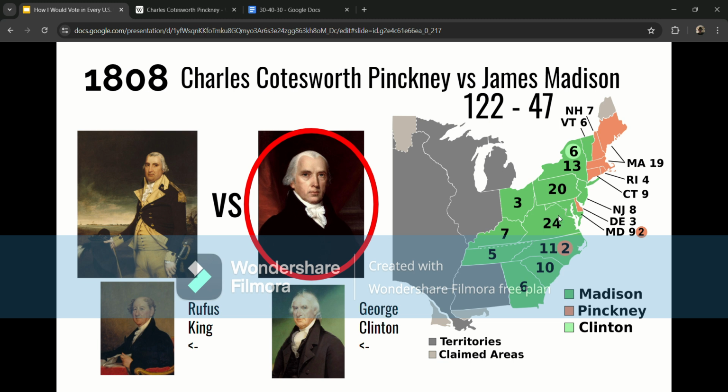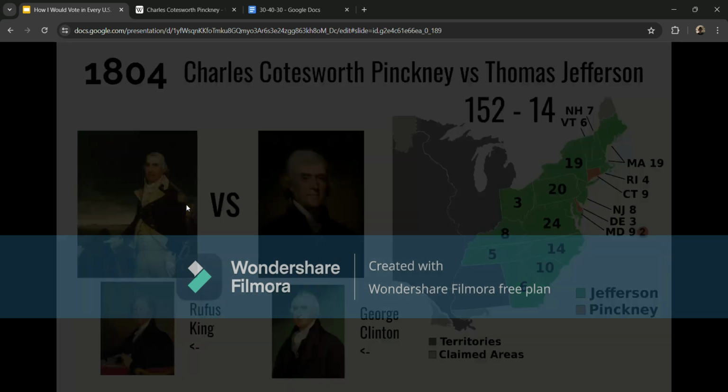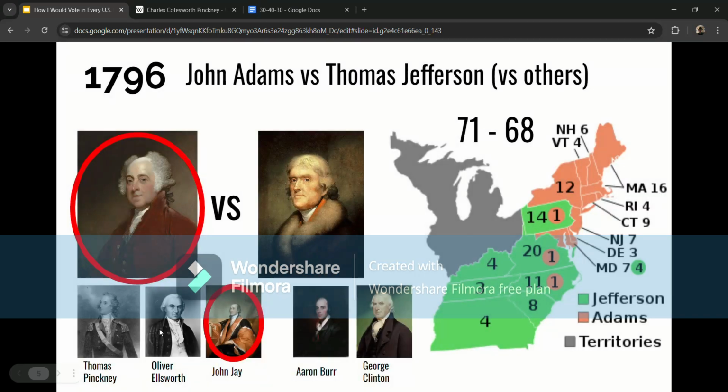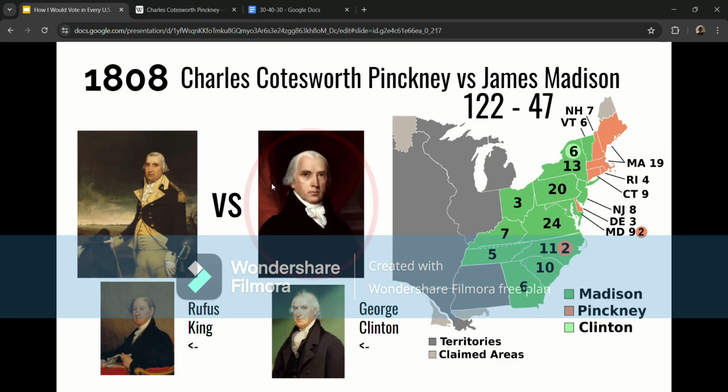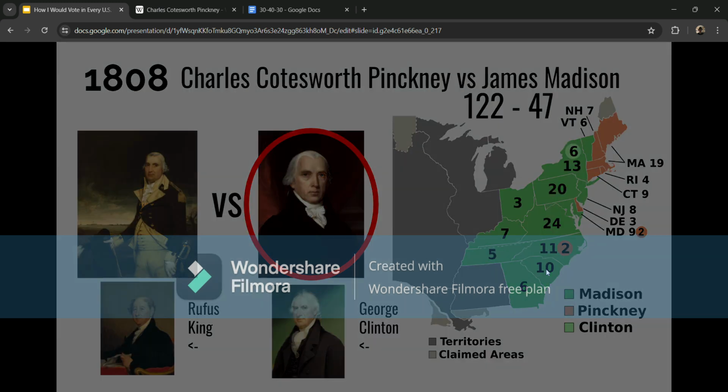He's also from Virginia, of course, does own slaves, but definitely not as in-your-face about it as either of the Pinckneys were. Either, go back a little bit here, Charles Cotesworth Pinckney or Thomas Pinckney, who were brothers. So I would have voted for James Madison because I thought where the country currently was, for the most part, was pretty decent, and we could just continue down that path.